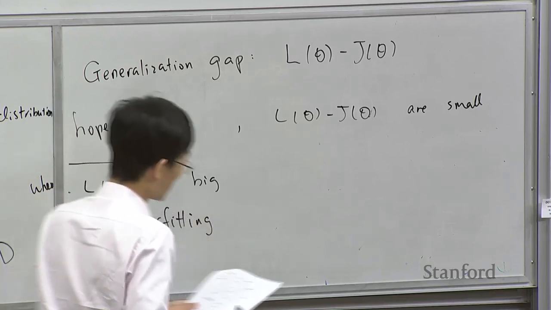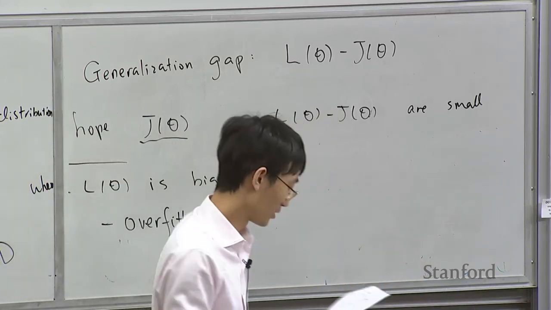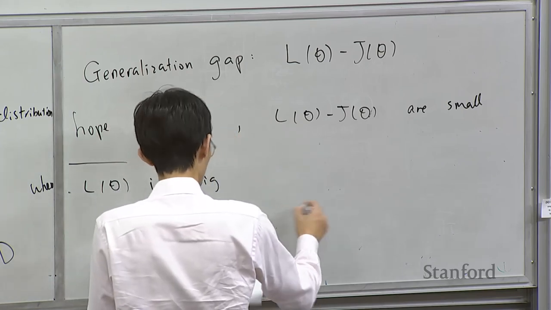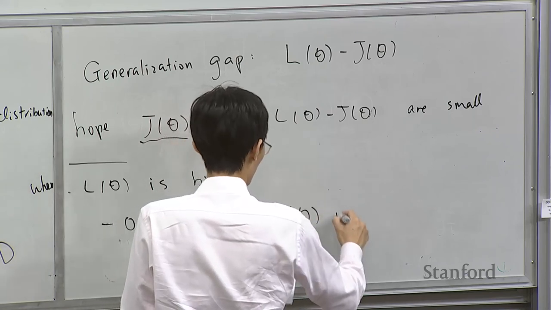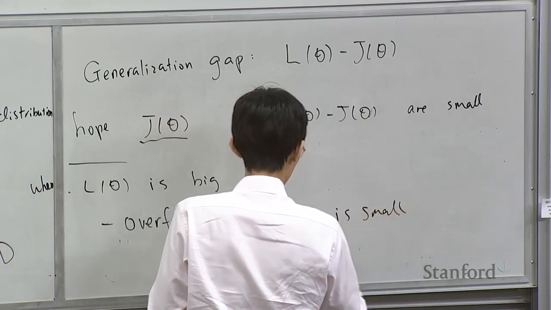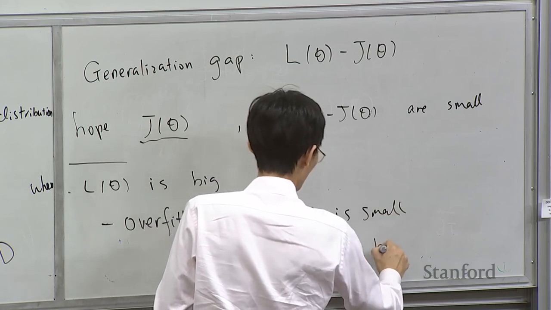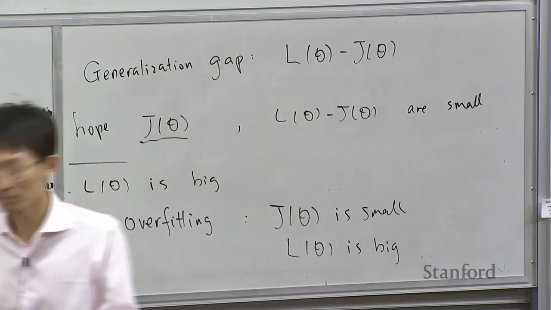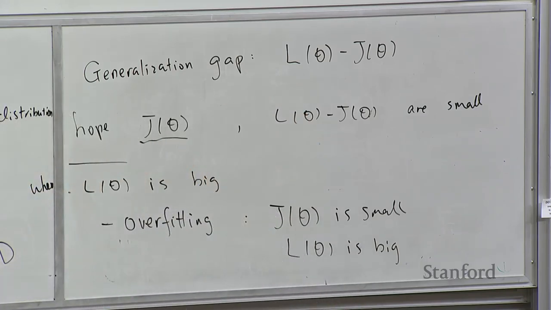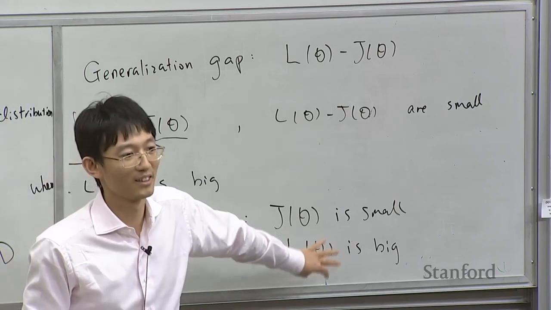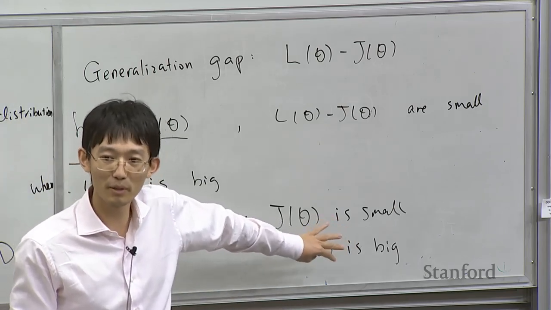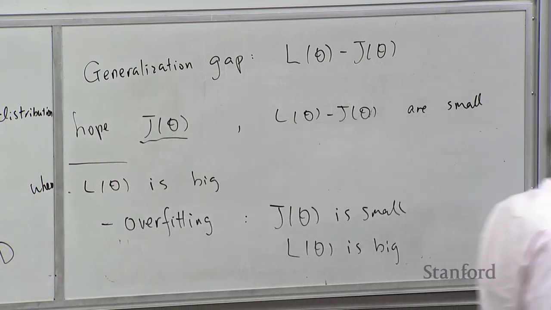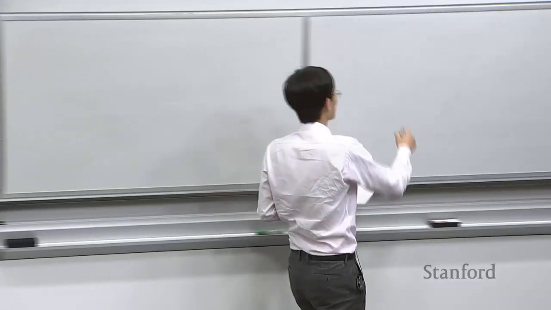I'm going to discuss a lot about overfitting. But the first bit is that the typical situation of overfitting is that the training loss J is small, but the test loss is big. So you have this big generalization gap, a discrepancy between training and test. That's not a definition for overfitting, but it's a very typical characteristic of overfitting.